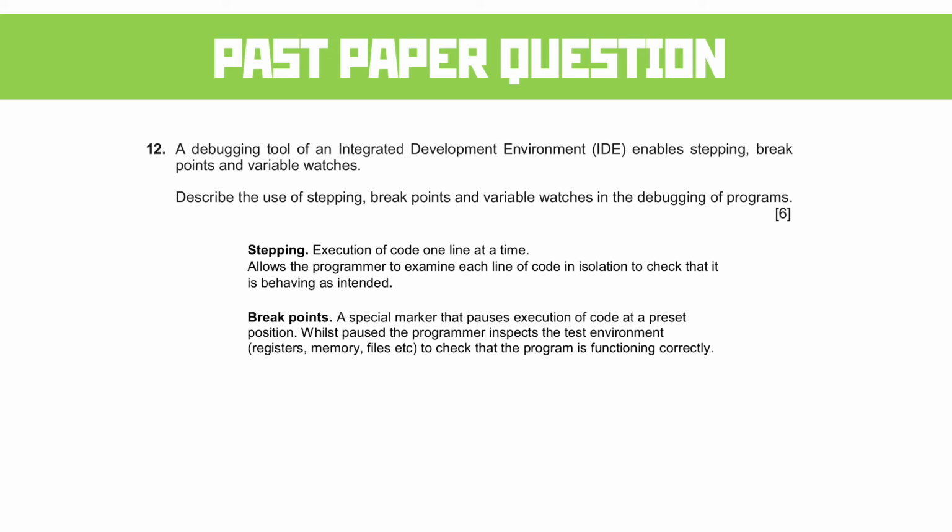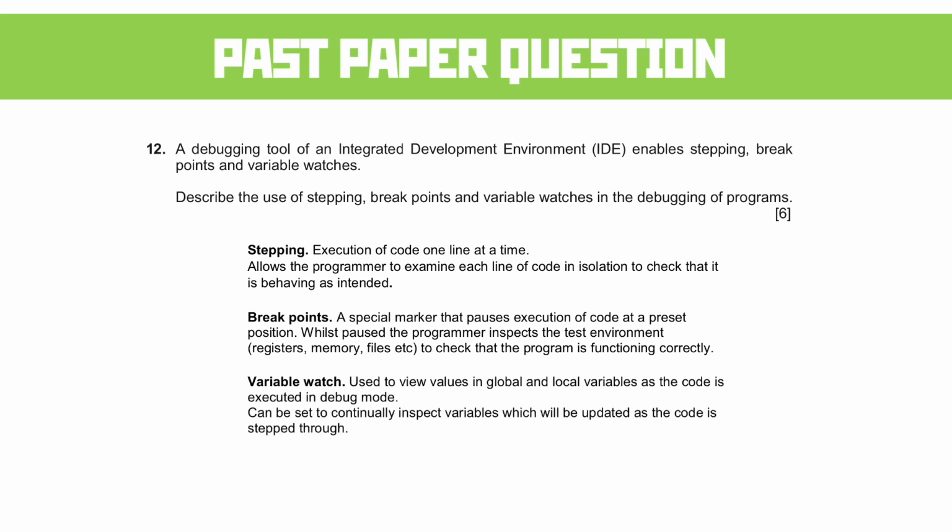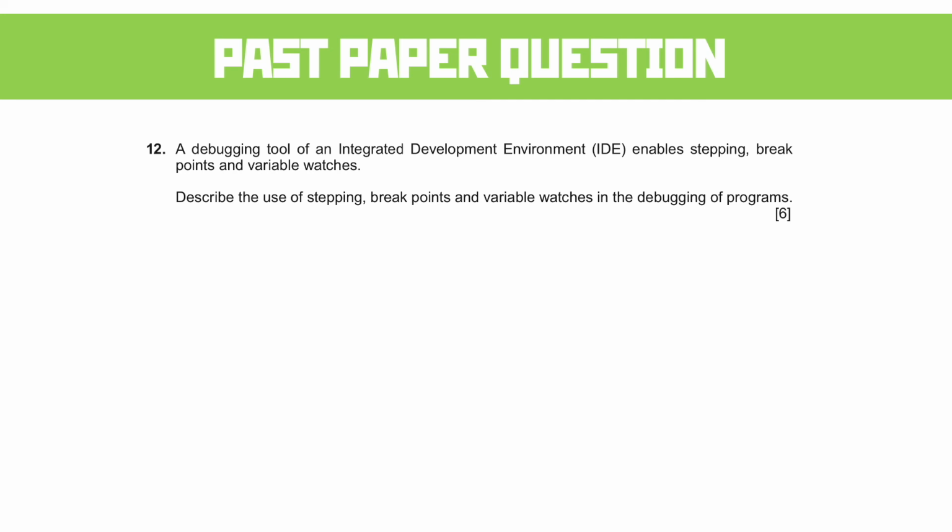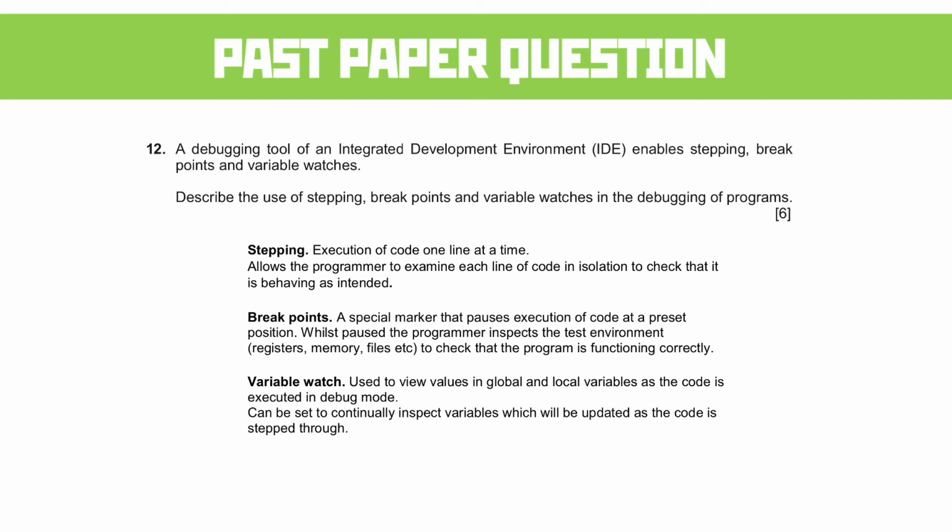So if we've got a suspicion that some part of it's not working, we can put those breakpoints in, pause the execution of the code, and see what's happening. Variable watch then is used to view the values in global and local variables as the code is executed. And in the original video in the summary, that was the bit on the right. And the point of that is we continually see what's happening to the variables as the code is stepped through. And because of that, we can make sure the program is doing exactly what we expect it to.